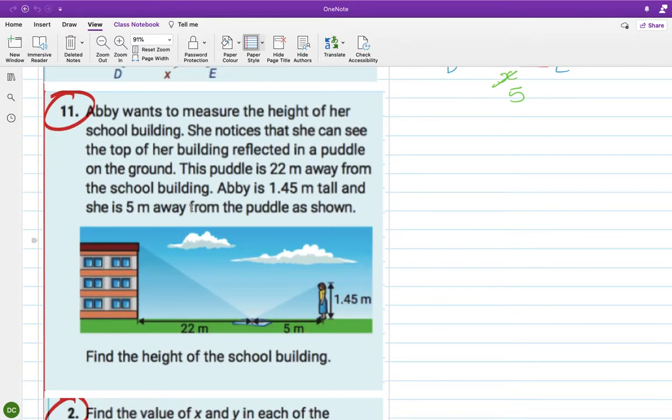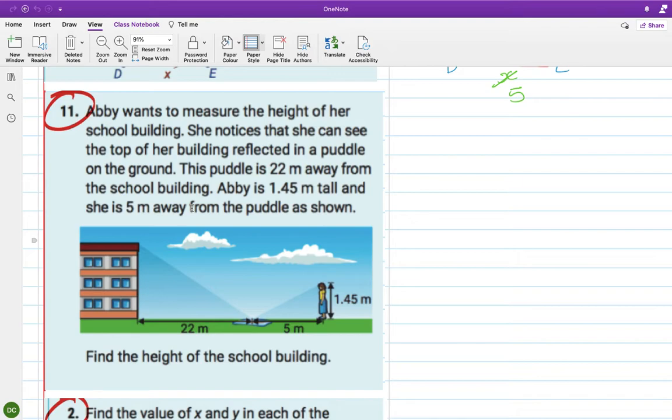Second one, Abby wants to measure the height of her school building. She notices that she can see the top of her building reflected in a puddle on the ground. This puddle is 22 meters away from the school building. Abby is 1.45 meters tall and she is 5 meters away from the puddle as shown. Find the height of the school building.